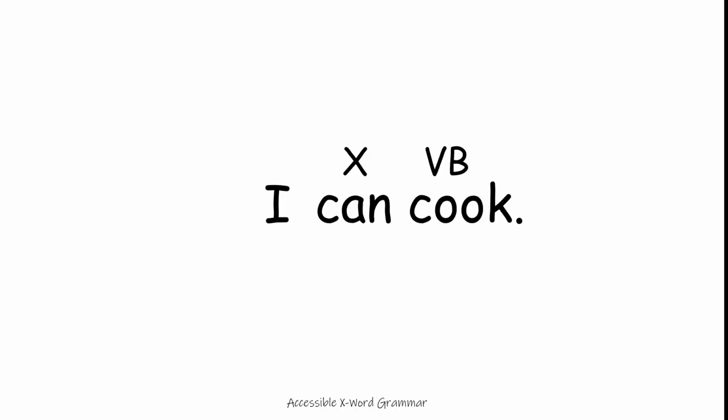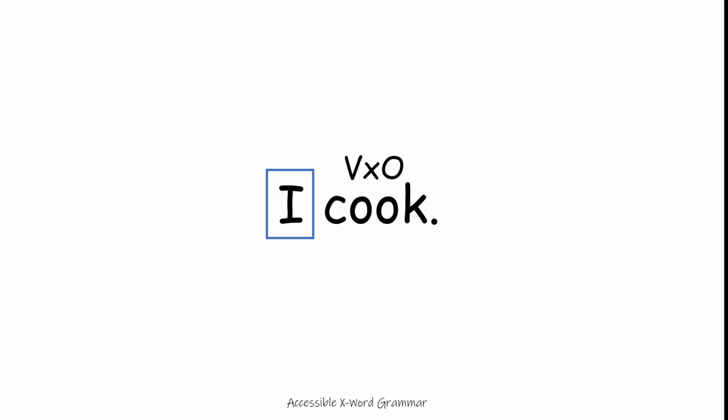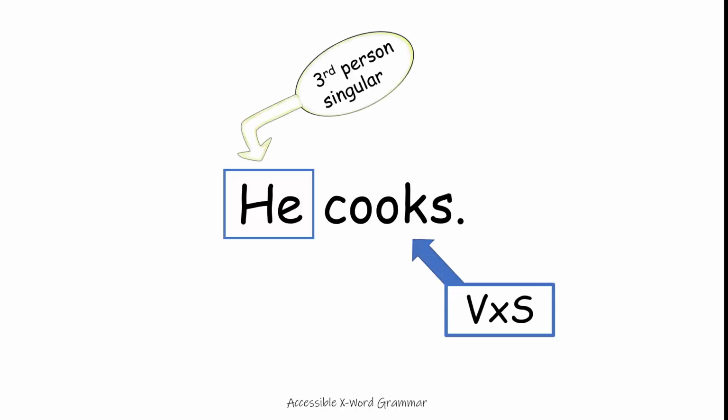Here is an X word with a base form. The base form never changes. The subject doesn't matter. It can be singular, plural, or he, she, or it. The base form never changes. But the VxO has to change to a VxS for he, she, or it.